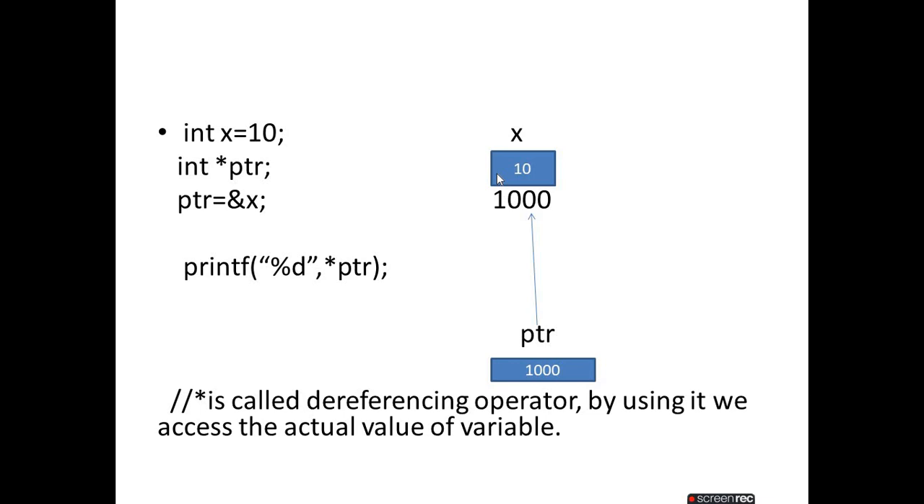If you print ptr, what is the ptr value? 1000. For star, we go to and access this location, the memory address.